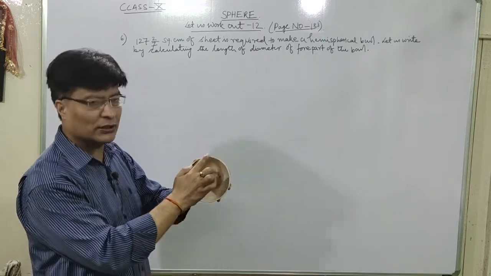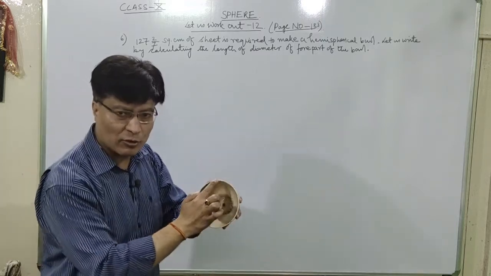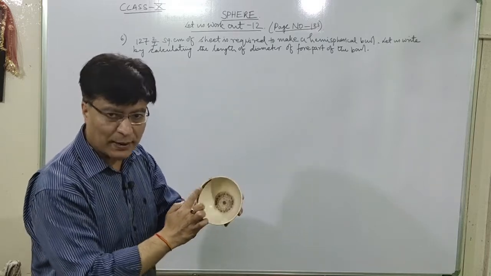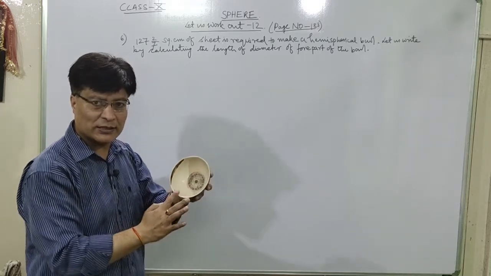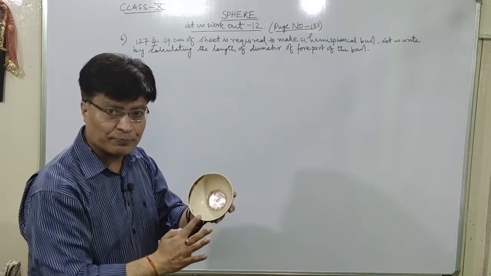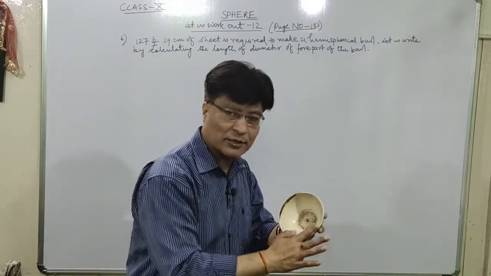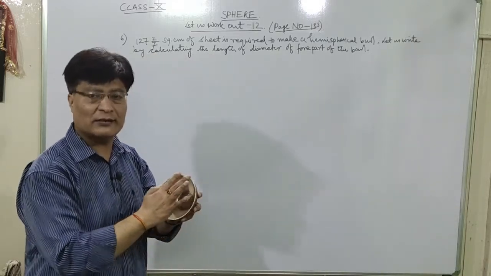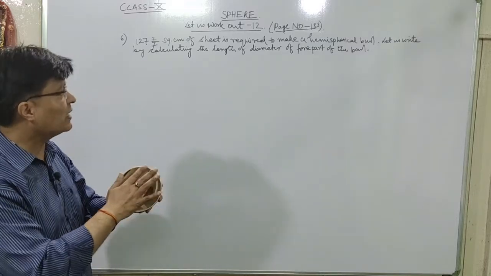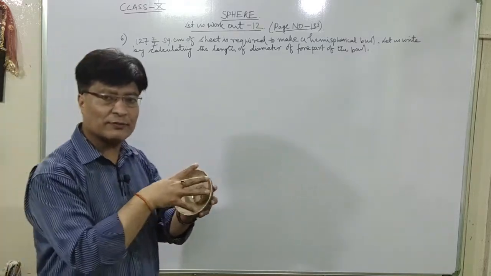So you have to find out the length of the diameter of this circular part. So I think you have understood it. So in this case you should know the area of the circle or the circumference of the circle. Is that clear? So you have to find out the length of the diameter of the forepart of the bowl.